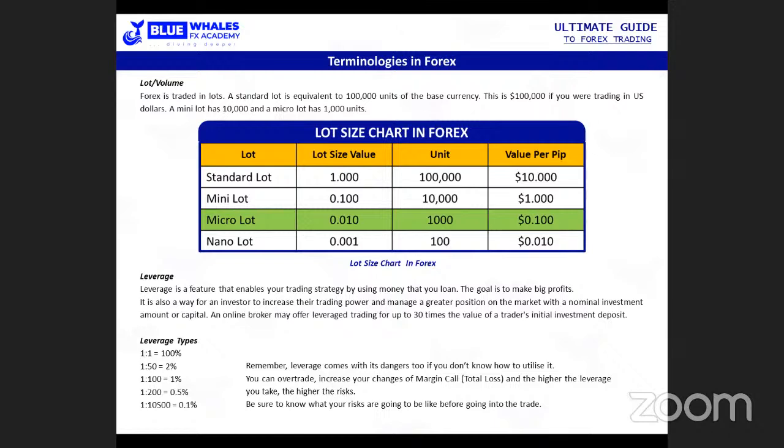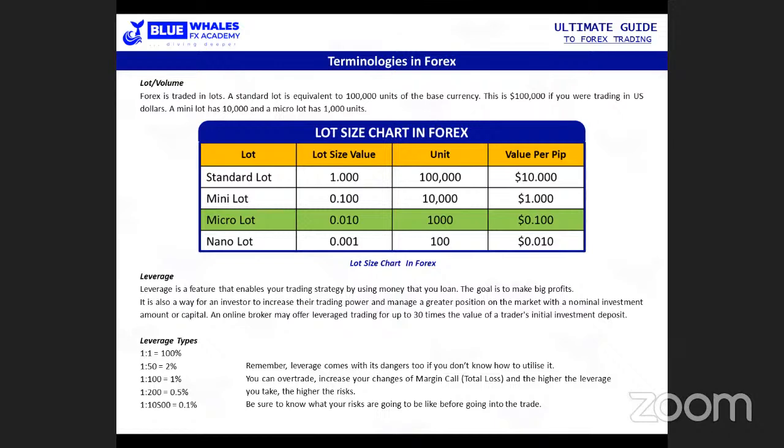All right, so we have leverage. Leverage is a feature that enables you to expand your trading strategy by using money that you borrow. If somebody loans you money and you are using it to trade, you have your small deposit, and then they give you their large money to trade so that you can trade this large amount of units. You understand? Other than that, your $100 as a beginner or your $1,000 as a beginner cannot trade the units they are talking about here. You understand?